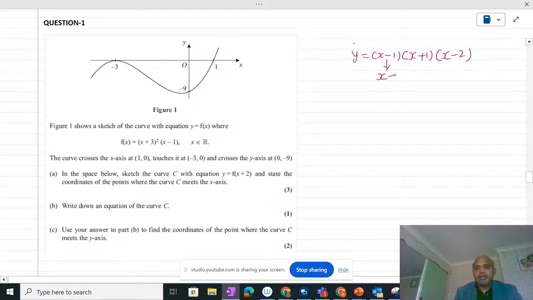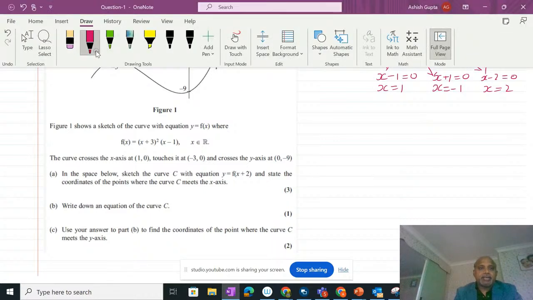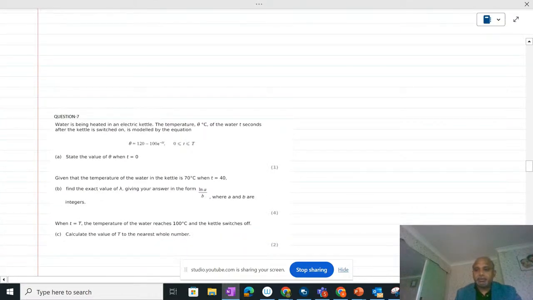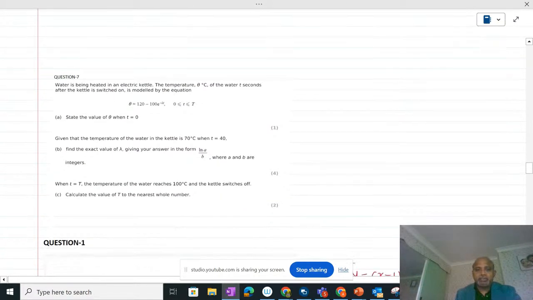And how to find the critical points? You put x minus 1 equal to 0, you'll get x equal to 1. You put x plus 1 equal to 0, you'll get x equal to minus 1. And you put x minus 2 equal to 0, you'll get x equal to 2. These are the critical points. Why is it called a critical point? Because if you put x equal to 1, x equal to minus 1 and x equal to 2, it will be 0.